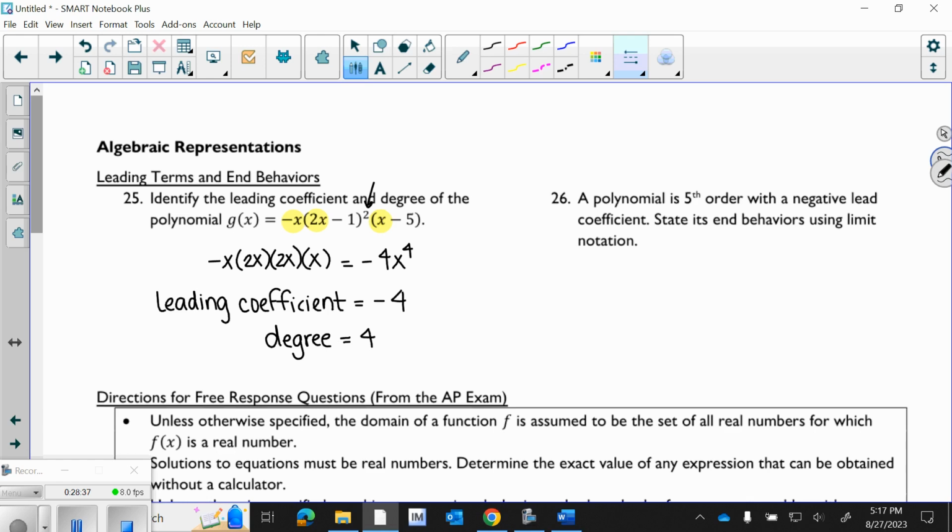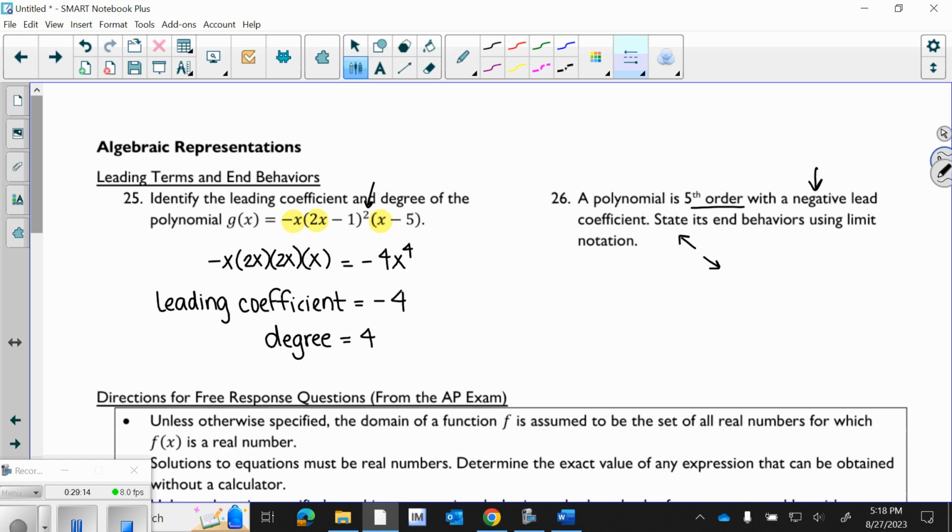Number 26. A polynomial is fifth order with a negative lead coefficient. State its end behaviors using limit notation. Well, fifth order tells me that it is odd degree, and odd degree polynomials have the same end behavior as a linear function. So the fact that it has a negative lead coefficient tells me it's the same as a linear function that decreases. So I can sketch that out and then describe.